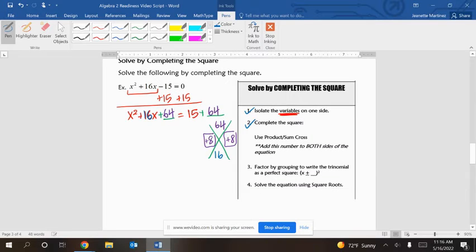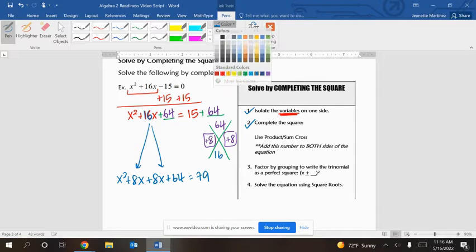So it says factor by grouping to write the trinomial as a perfect square. On the left-hand side, I'm going to break this up into 8x and 8x. That's what we had here. So it'd be x squared plus 8x plus 8x plus 64 equals, and I'm going to go ahead and add 15 with 64, so that will give me 79. So I'll continue factoring by grouping like you usually do. Group the first half, group the second half.